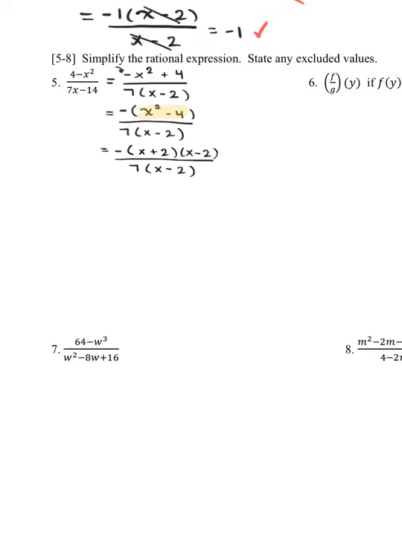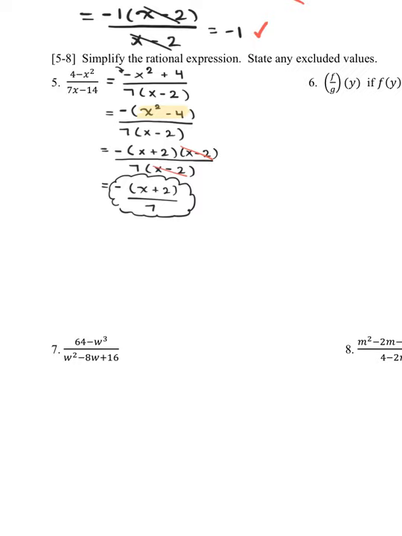And then I look to see what can I reduce. So for my reducing, let's see, they both have an x minus 2 common, so that will cancel. And I think that's it. So then my reduced form would be that negative, and then x plus 2 over 7. And there's my simplified rational expression.